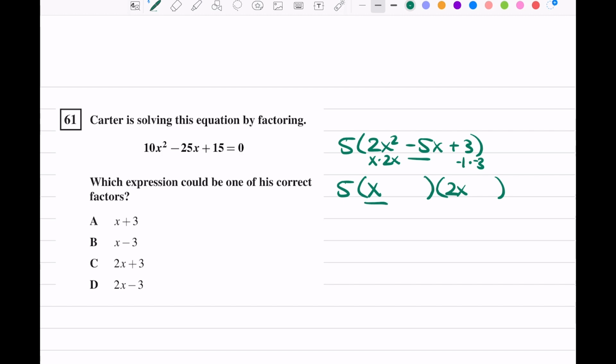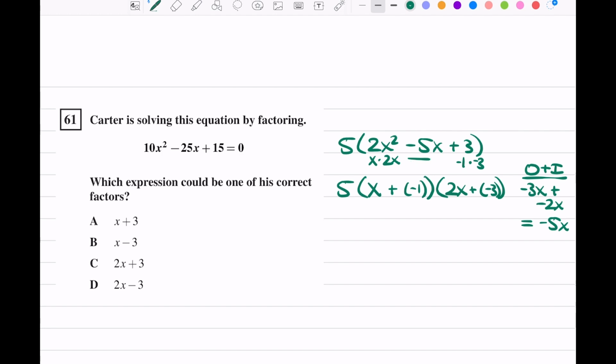And since our first terms are different, it does matter where we put those last pieces. So we need to test each option. Let's start by placing our negative 1 here and our negative 3 here. And we'll need to check our O plus I. Our O is negative 3x, and our I is negative 2x. So negative 3x plus negative 2x gives us negative 5x. And that's what we want. Our middle term is negative 5x.